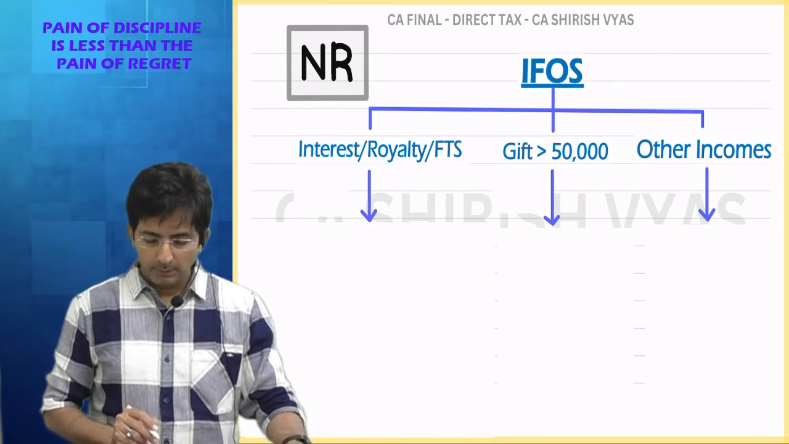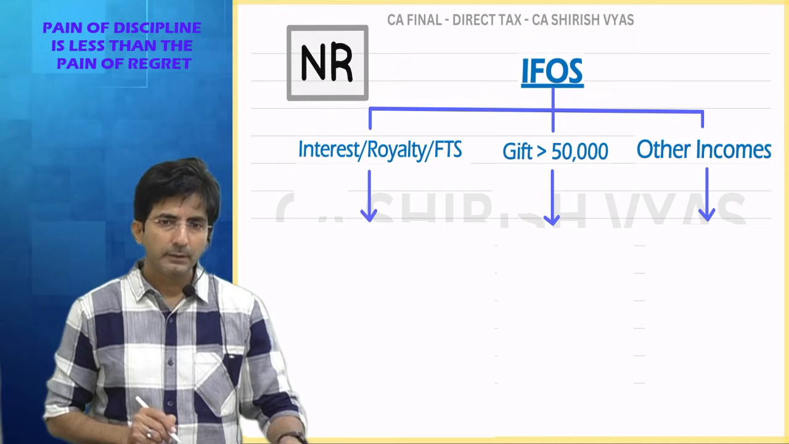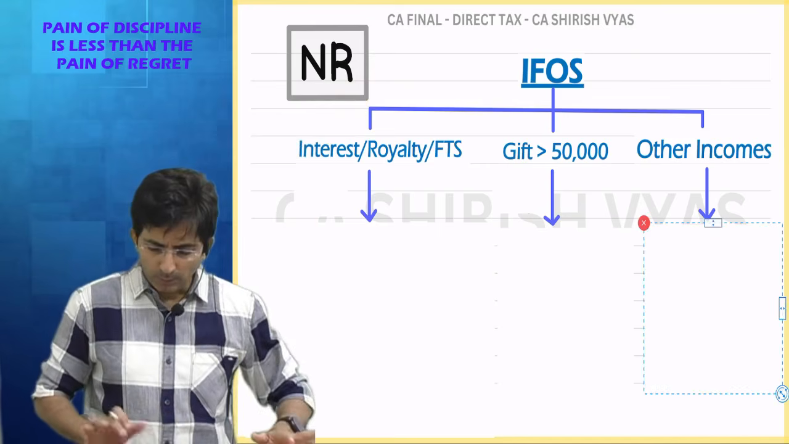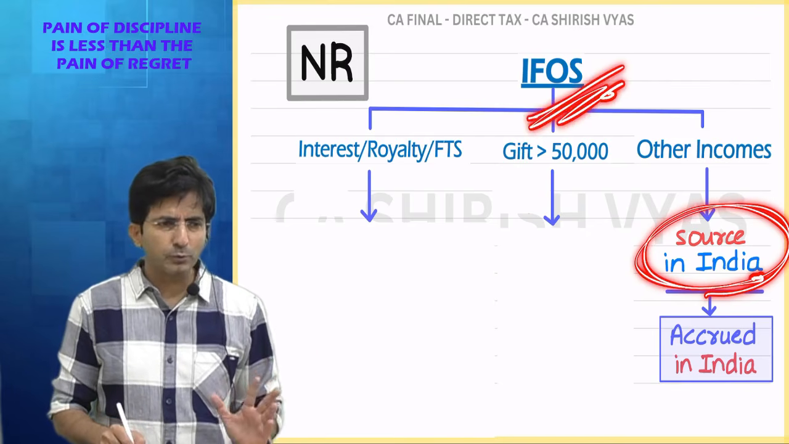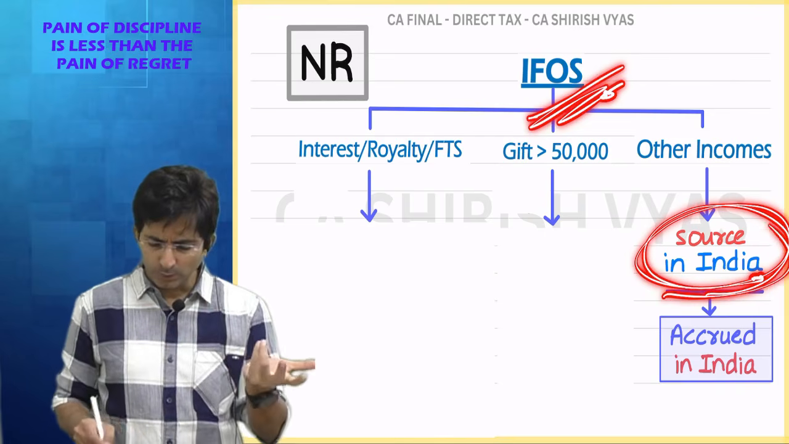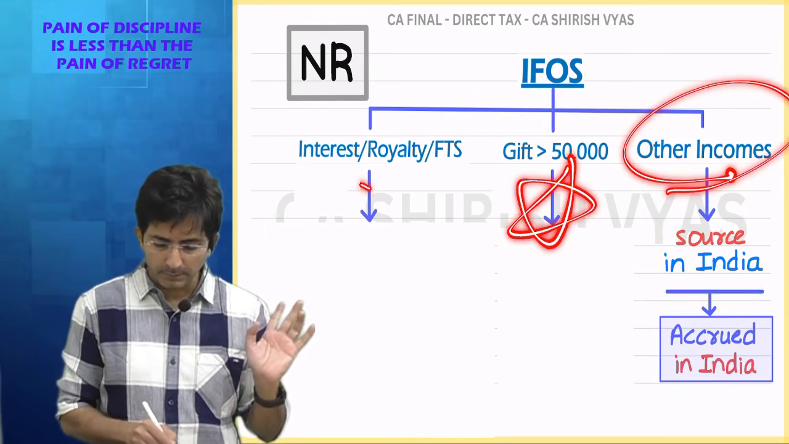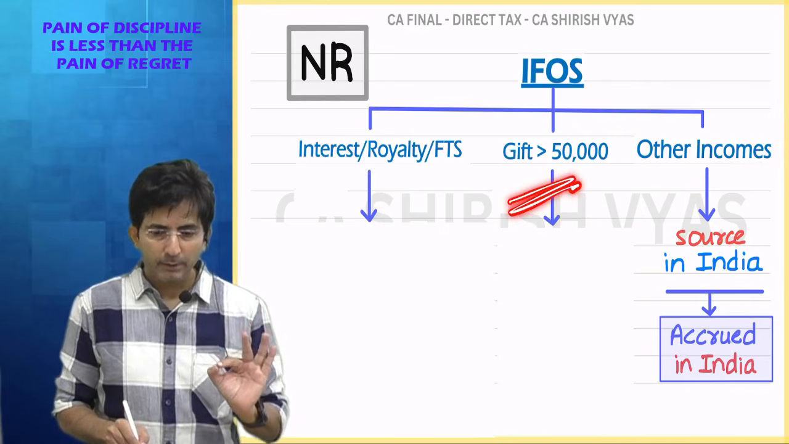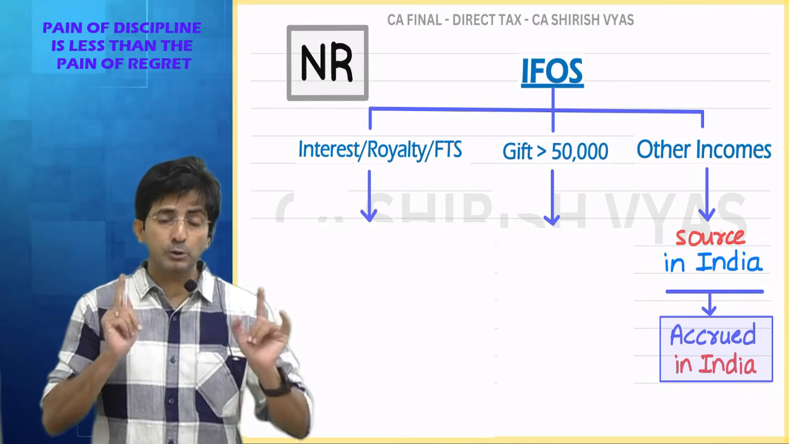Now, the last head is income from other sources. When can we say this income is accrued in India? Our task is to decide whether the NR's income has accrued in India or not. So generally what is the rule? Income from other sources means income is coming from some source. If the source is in India, the income is accrued in India. So this is the general rule. Now here come two special points. The first point is gifts. Let me explain gifts. Under income from other sources, if the gift is of more than 50,000, the receiver of the gift has to pay the tax.